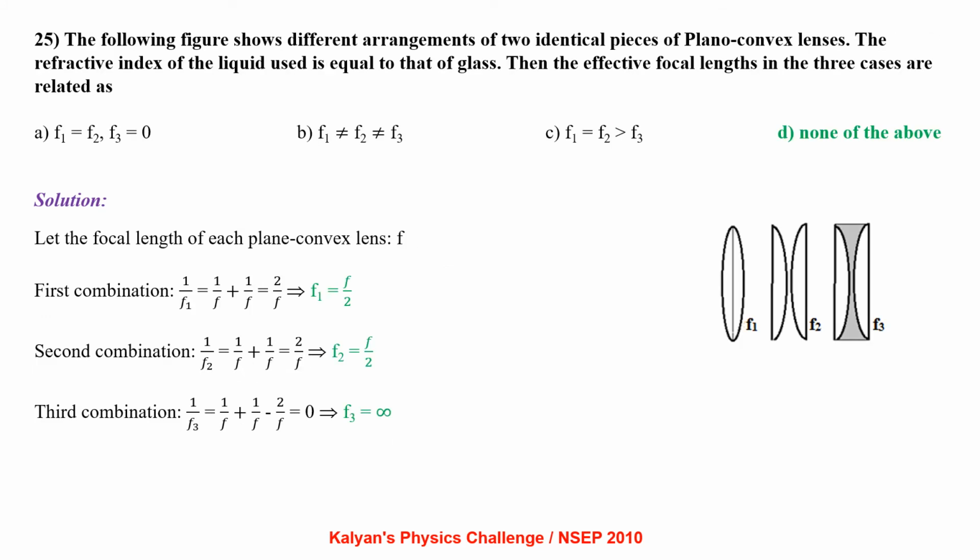The following figure shows different arrangements of two identical pieces of plano-convex lenses. The refractive index of the liquid used is equal to that of glass. Then the effective focal lengths in the three cases are related as? Let the focal length of each plano-convex lens be f. The first combination f1 equals f by 2. The second combination f2 equals f by 2. The third combination f3 equals infinity. You can go through the lens formula in each combination. So none of the options is correct.